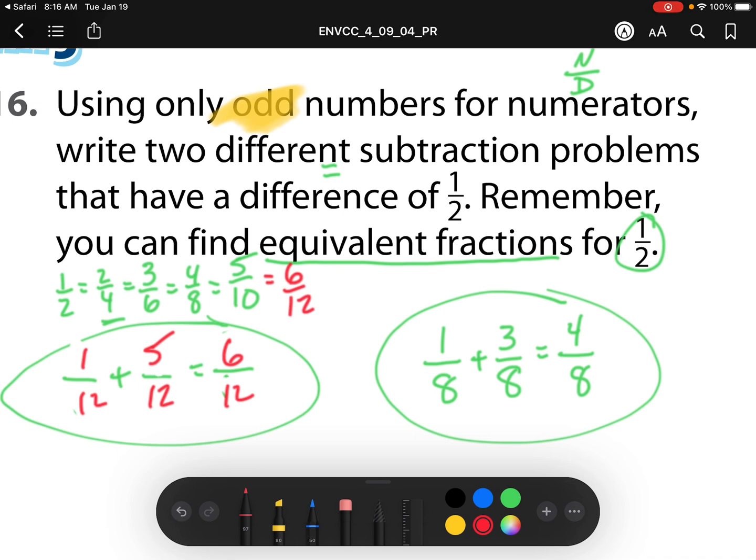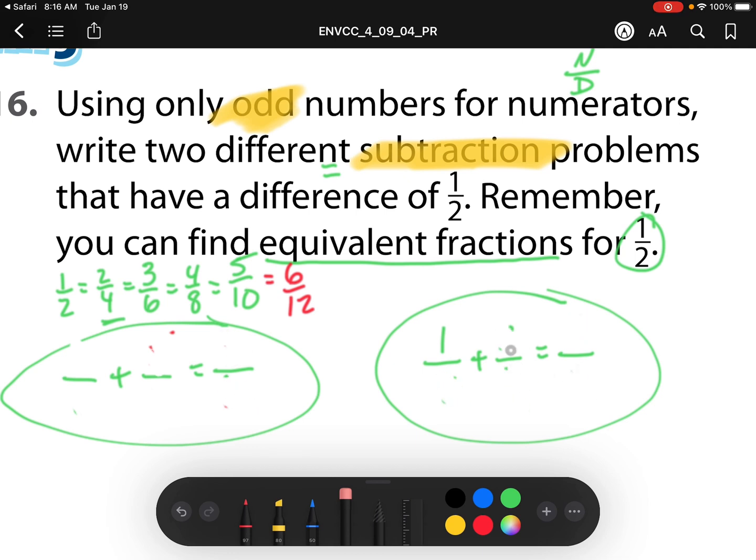So now let's read the directions again just to make sure. Using only odd numbers for numerators, write 2 different subtraction problems. And see, we forgot that. So remember when you're doing your SBAC, you're going to think, wow, I did this hard problem. And then you're going to be like, oh no, I made a mistake. And so if you read it carefully that first time, you're not going to have that mistake. So instead of adding, because it wasn't asked for the sum, we have to subtract.